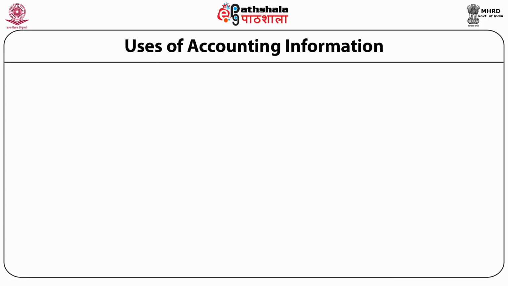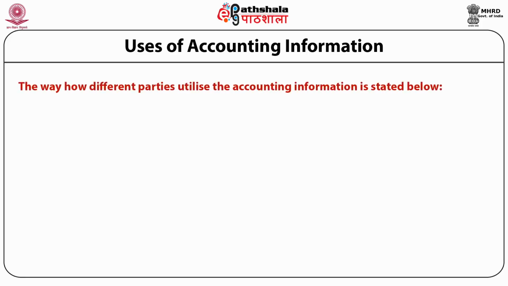Accounting information is presented by the accountants so that it is used by different users. It is utilized by the interested parties who are directly or indirectly related to the business for their own benefit respectively. The way different parties utilize the accounting information is discussed here.